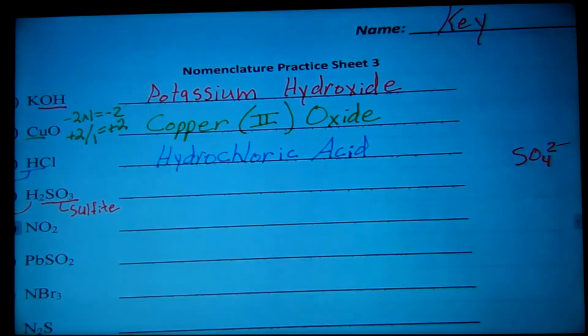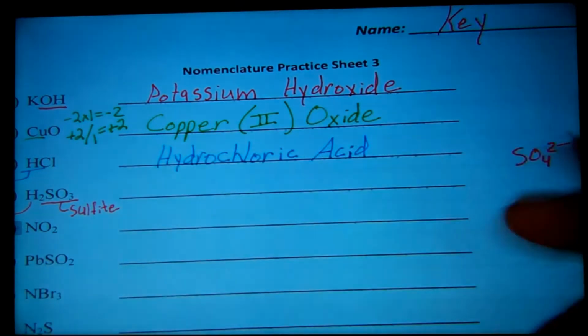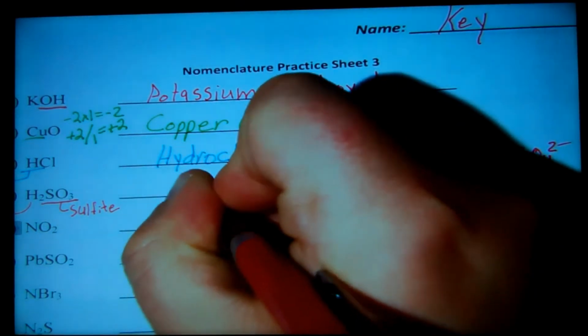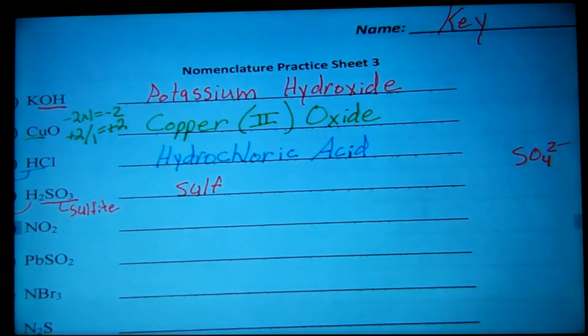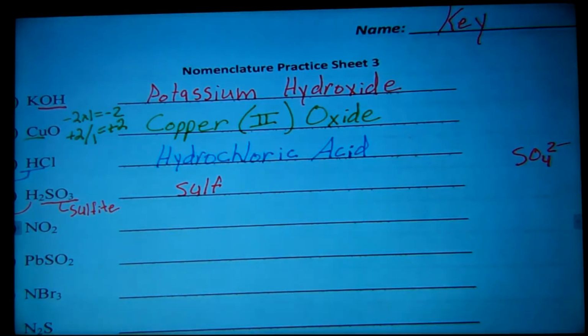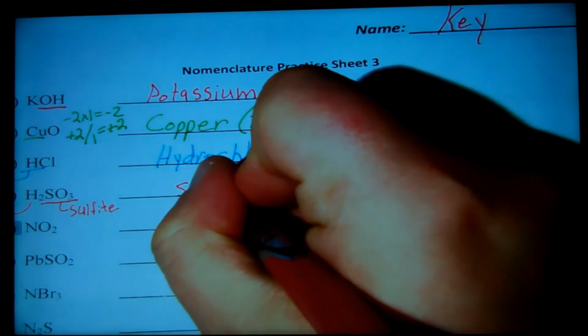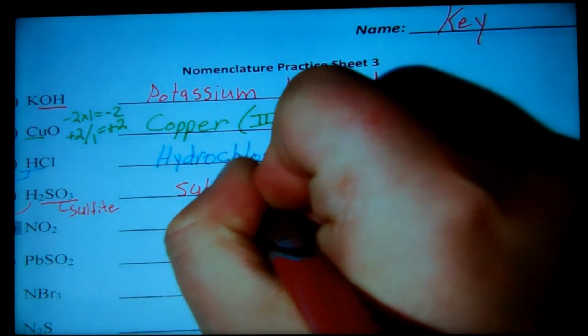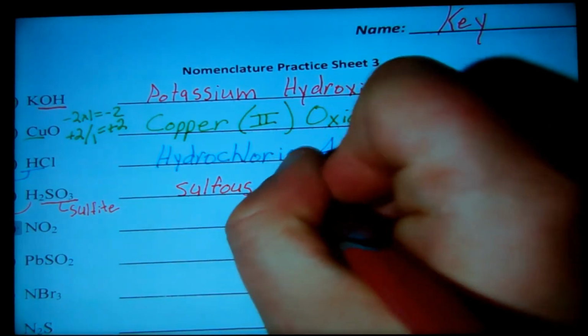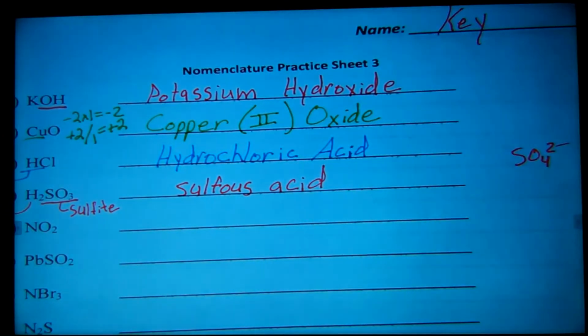So we're going to base that. That name is how we're going to change everything. So keep the root, S-U-L-F, sulf. In ite, remember, ite becomes ous, O-U-S, acid. So sulfurous acid. Alright? It's a good one. Now from here, going to number 5, we have NO2.